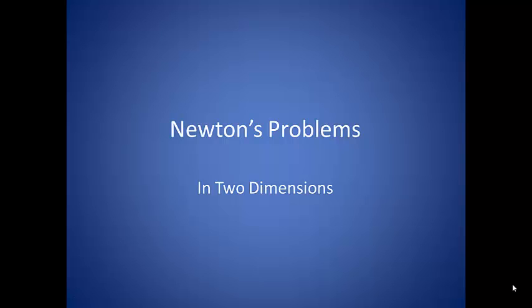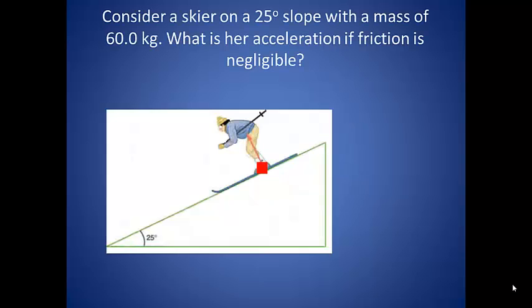Now, of course, our motion isn't always just in one dimension, so we have to figure out how to solve these types of problems in 2 dimensions. So let's look at a skier on a 25-degree slope with a mass of 60 kilograms. What is her acceleration if friction is negligible?